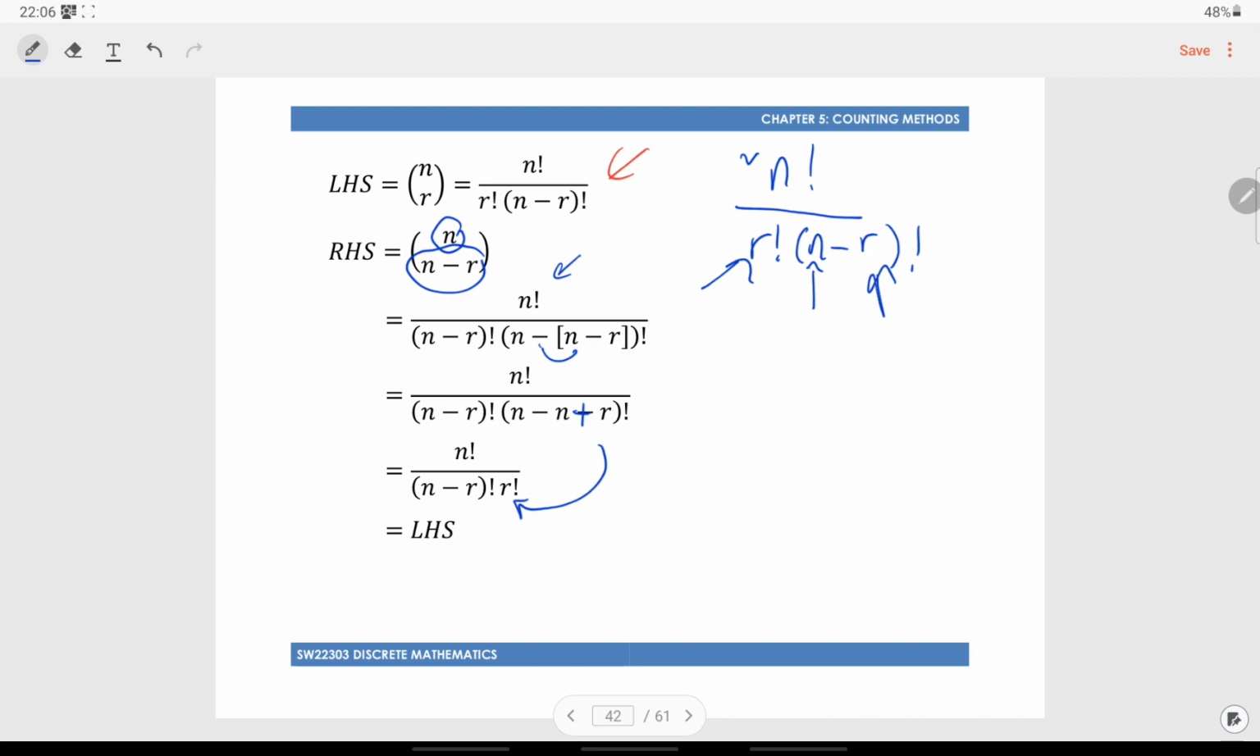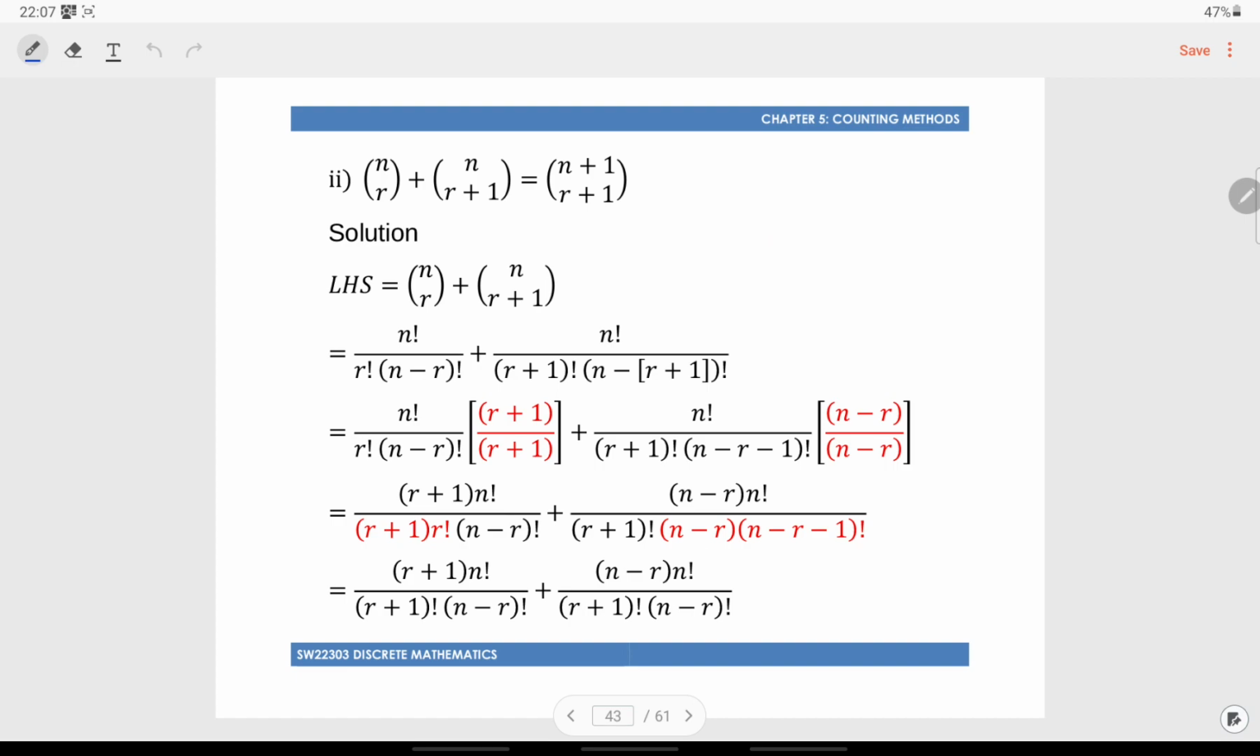So we notice that this expression is exactly equal to this expression, so we can conclude that the left hand side equals the right hand side, which completes the proof. Next, we have to prove that n choose r plus n choose r plus 1 equals n plus 1 choose r plus 1. Okay, again we have to refer to the original formula. So at the left hand side we have n choose r plus n choose r plus 1.